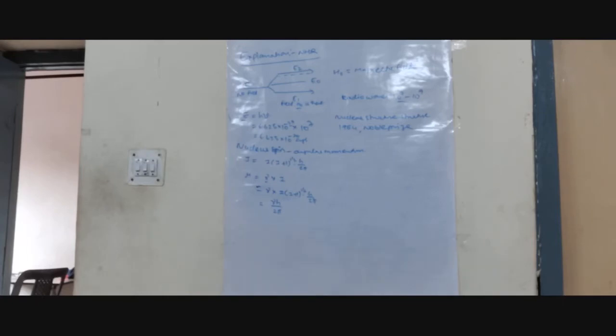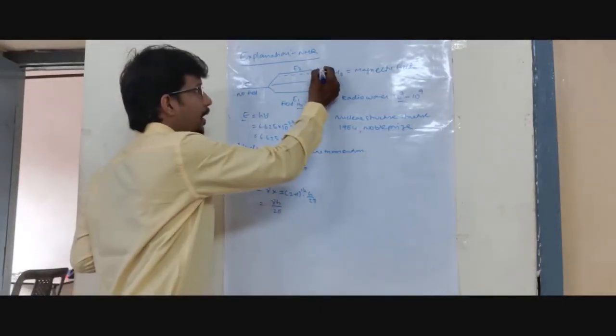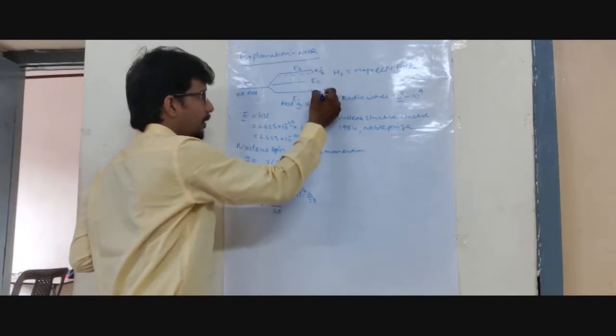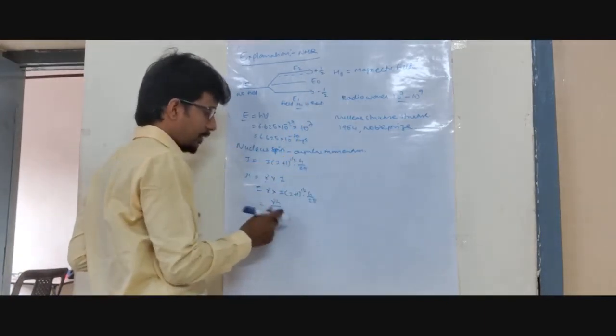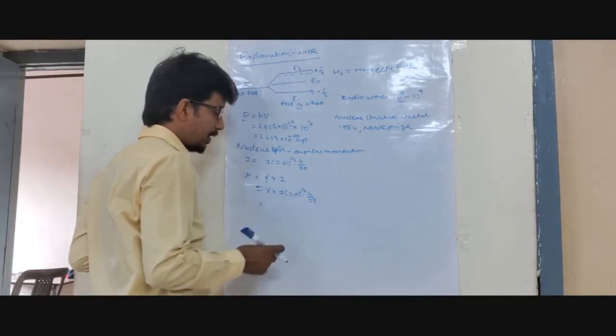So now we are having the two spins, spin plus 1 by 2 and minus 1 by 2. So we should prove this equation. Let us try to prove this equation. We got this value here directly.